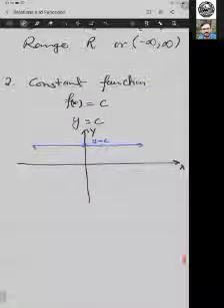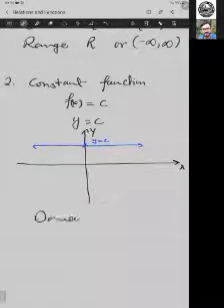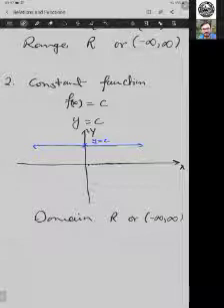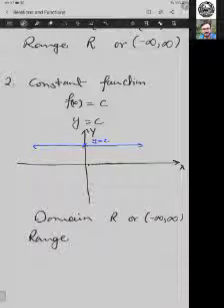Now we need to think about the domain. See, domain, x values, everything we are using on x, we are using everything, that is, domain is minus infinity to infinity. For range, we have the condition that it will be only c, that is the constant. Range will be the constant. So this is the thing.